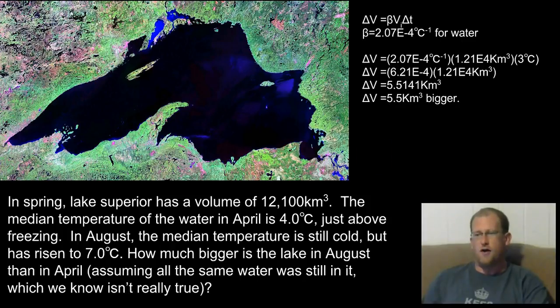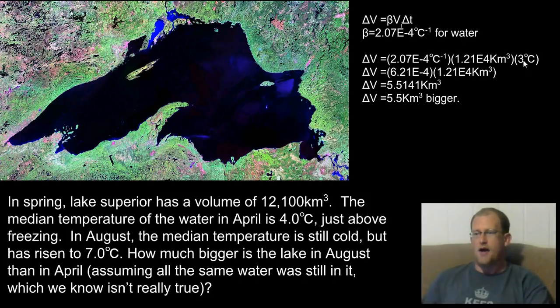So change in volume is beta times the initial volume times the change in temperature. Beta for pure water is 2.07 times 10 to the negative fourth degrees Celsius inverted, or the reciprocal of degrees Celsius. So we have that number to plug in. So I'm going to put beta in here. This is my initial volume, just turned into a more usable scientific notation kind of number. And my change in degrees is only 3 degrees Celsius, from 4 degrees Celsius to 7.